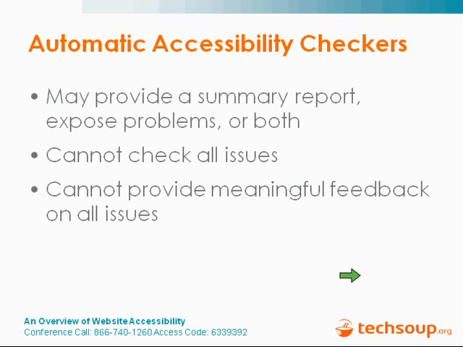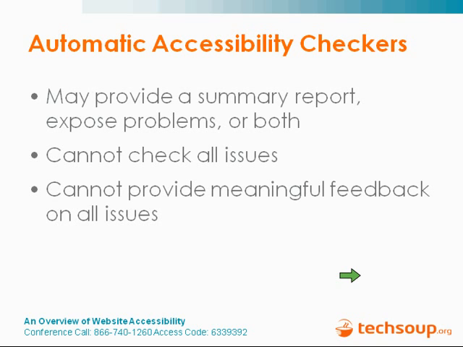The problem is that automated accessibility checkers cannot check all issues. For example, one of the new guidelines in WCAG 2.0 is that there should be clear ways for error feedback. If a user is filling out a form and they've made an error, it should be very clear to them where the error is and how to fix it. And an automated accessibility checker cannot check for that.